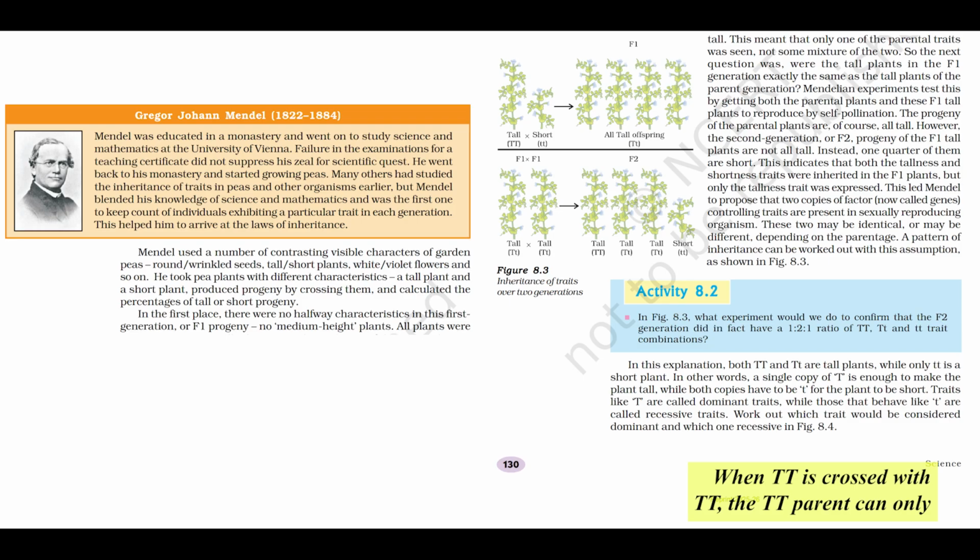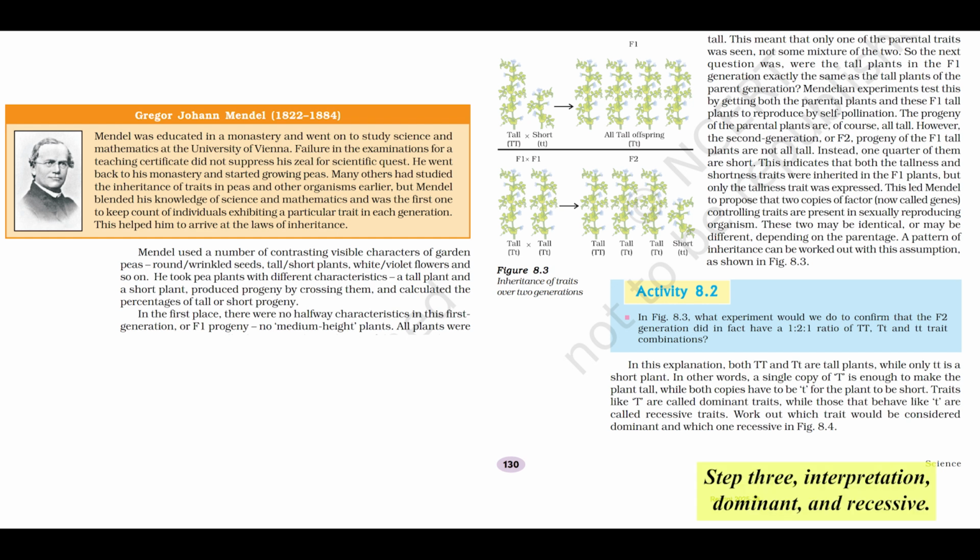Step 2, F1 generation. When TT is crossed with tt, the TT parent can only pass on a T factor in its gametes, pollen or ovules. The tt parent can only pass on a t factor. So all offspring in the F1 generation must inherit one T and one t. Their genotype is Tt. Now, critically, Mendel observed that all these F1 Tt plants were tall. Their observable trait, their phenotype, was tall.